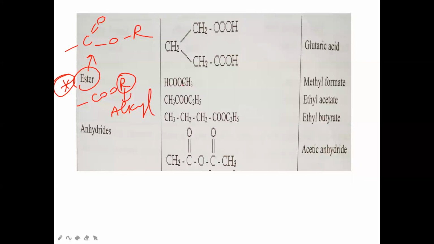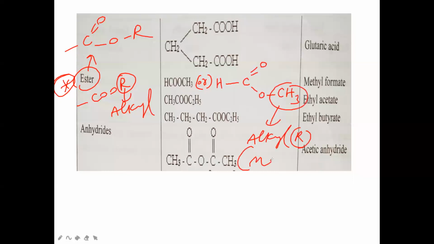Now check one of the examples here. What is the structure given? H, CO, O, CH3. The CH3 group here is an alkyl group, R, that is methyl. The methyl group is located on oxygen or carbon? It is attached to oxygen here. Remember, it is not directly linked to carbon.